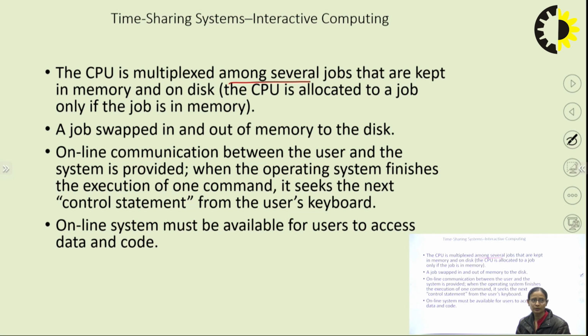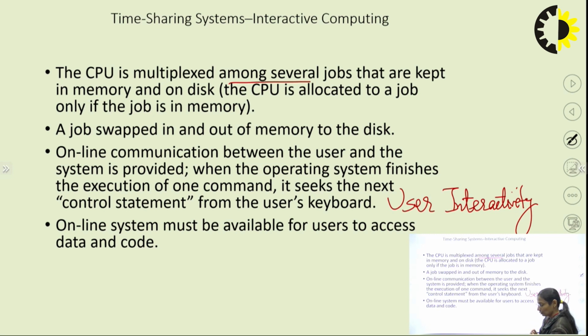So the CPU is allocated to a job only if the job is in memory. A job is swapped in and out of the memory to the disk, that is, we have the concept of virtual memory. Online communication between the user and the system is provided. So when the OS finishes the execution of one command, it seeks the next control statement from the user's keyboard. That is, user interactivity is there. Online system must be available for users to access the data and code.